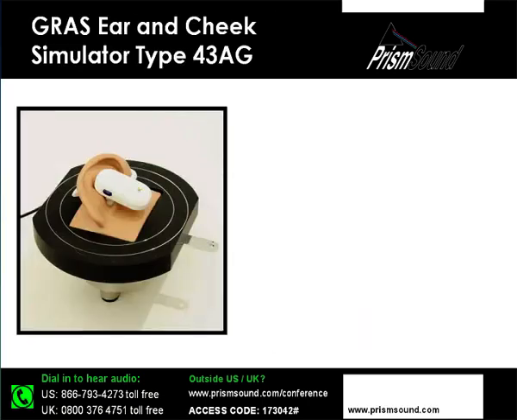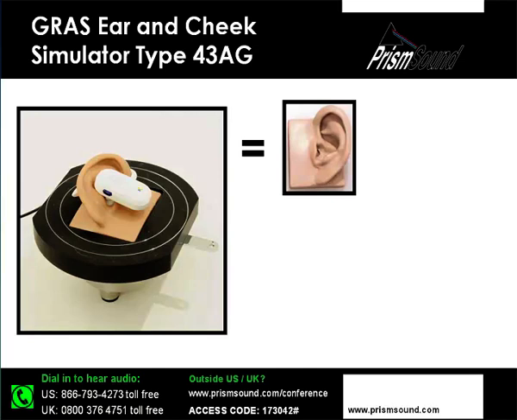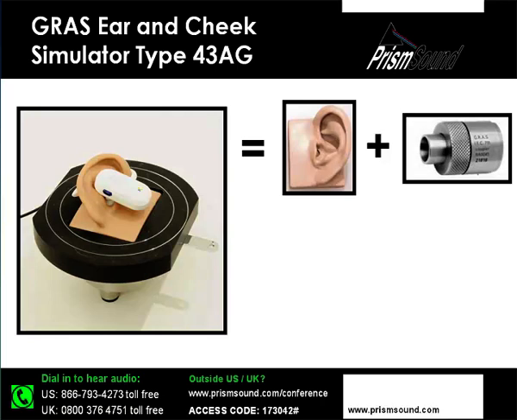So why an ear and cheek simulator then? Well, the ear and cheek simulator is designed to do a couple of things. Firstly, it models the human pinna, the outer ear. So this pinna that you see in the ear and cheek simulator is representative of the dimensions, the geometry, and also the mechanical stiffness and damping of a real human ear.